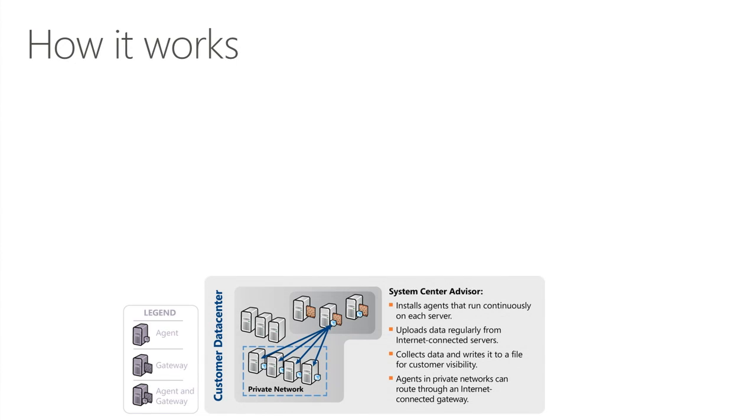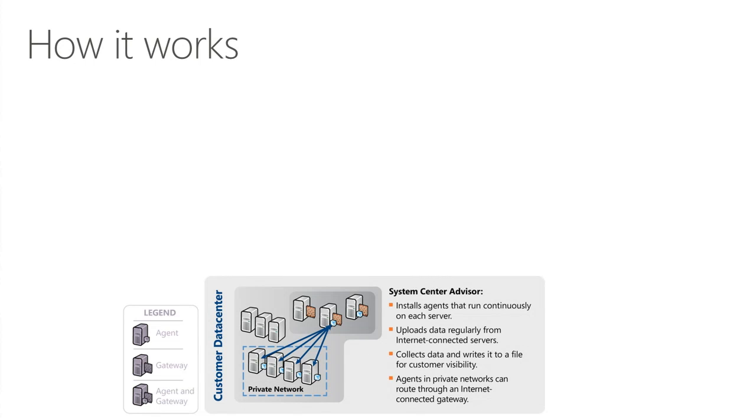So in its basic form, you can install System Center Advisor by installing an agent, which is just a lightweight install on every machine that you want to monitor via this service. And those machines can be on a private network. They don't have to have access to the internet. And the way we do that is that there's a separate install called a gateway that you can put on the edge or on an internet-facing box.